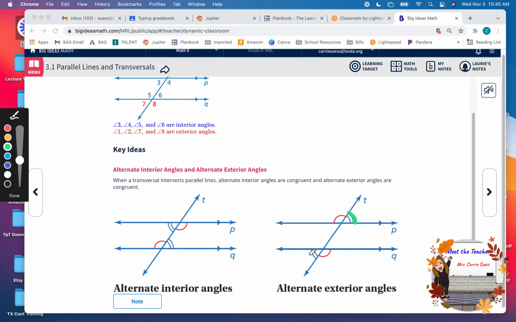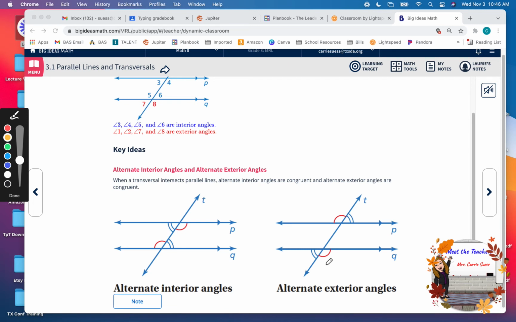This exterior congruent to this exterior. Okay, let me show you a nifty little trick too. If I were to take this parallel line and smush them together, take the two railroad tracks and smush them together, does this and this become a vertical angle? Yes. That will help you remember that those have the same measurement.